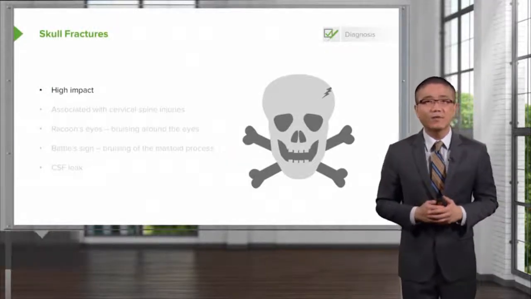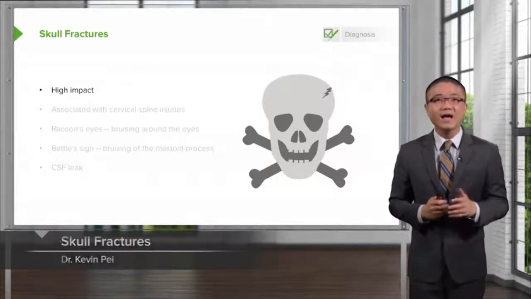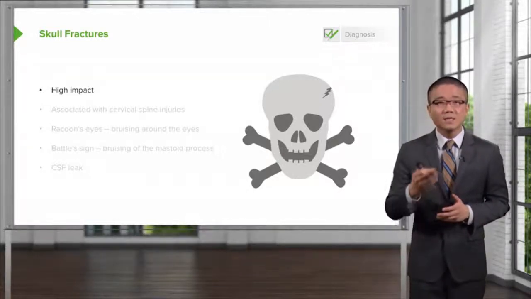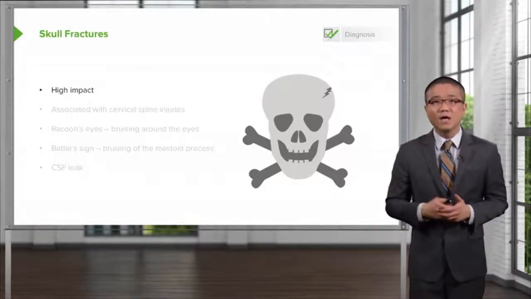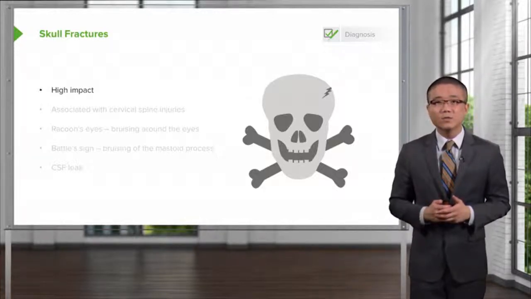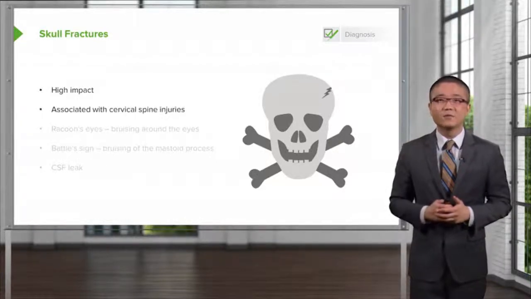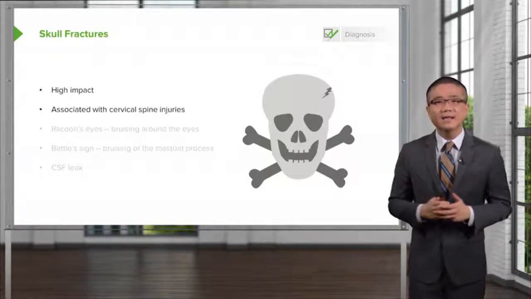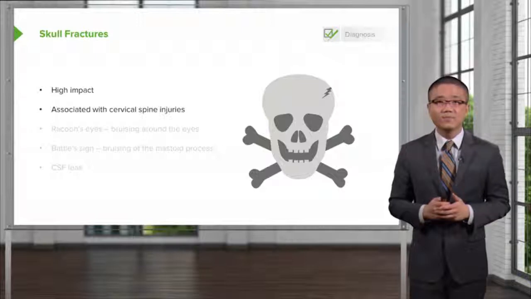Let's discuss skull fractures. Once again, skull fractures are associated with high impact mechanisms, such as an assault with a weapon. It's a classic scenario to have a patient undergo assault with a bat or a metal instrument, a direct blow to the head. Remember that skull fractures are often associated with cervical spine injuries. This likely has to be the association due to the high impact injury.